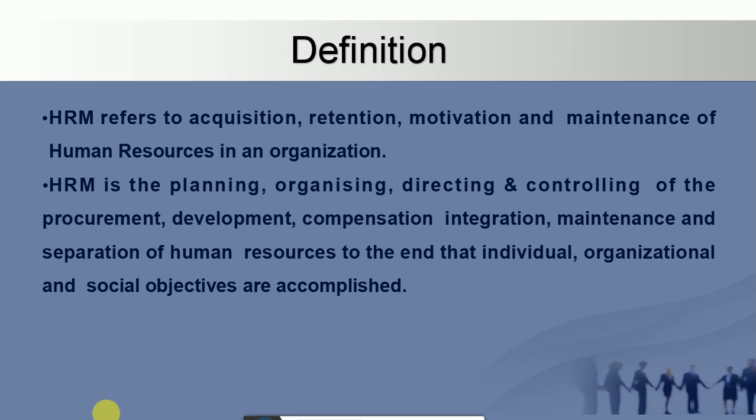Definition. HRM refers to acquisition, retention, motivation and maintenance of human resources in an organization. HRM is the planning, organizing, directing and controlling of the procurement, development, compensation, integration, maintenance and separation of human resources to the end that individual, organizational and social objectives are accomplished.